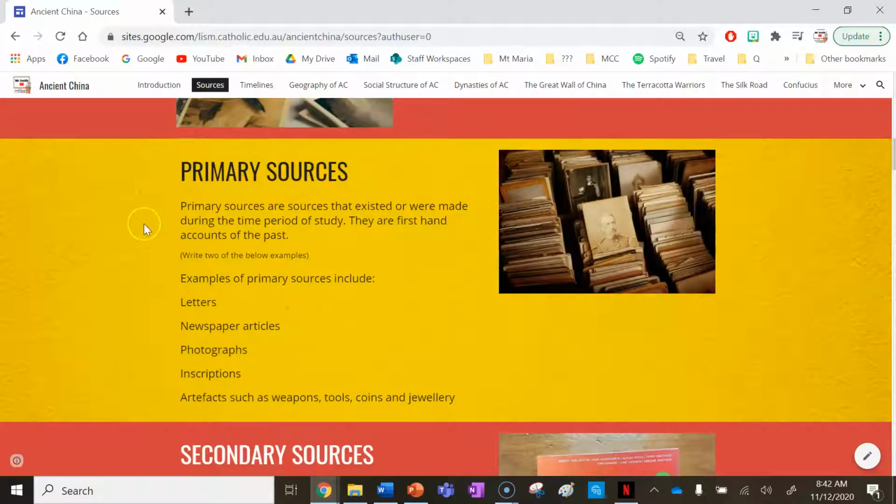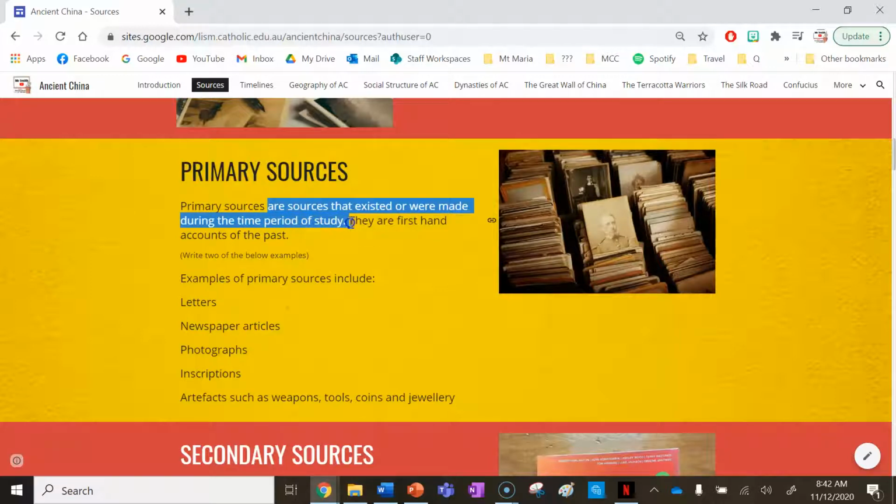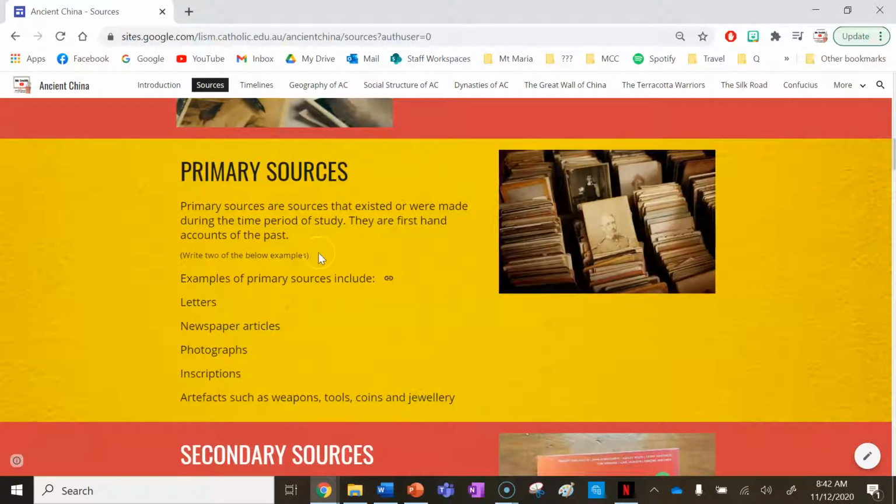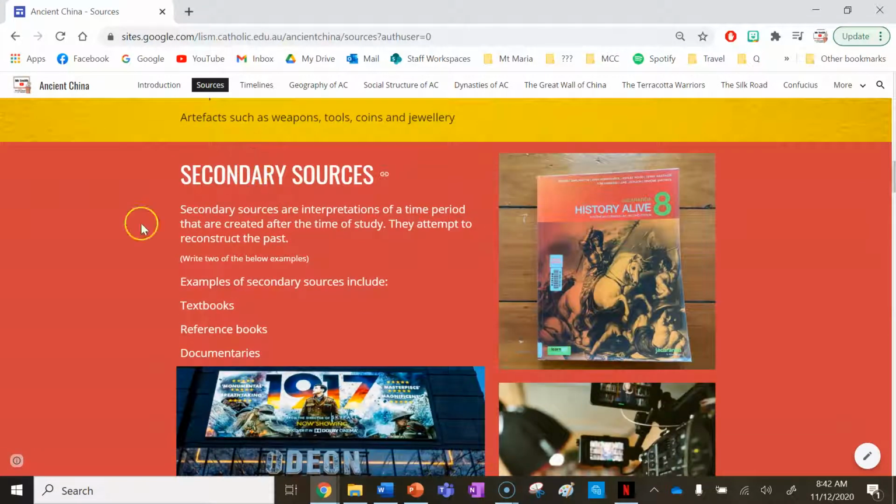Let's have a look at what a primary source is. Primary sources are sources that have existed or were made during the period of study. They are first-hand accounts of the past. I want you to write down 2 examples from the list below. Examples of primary sources include letters, newspaper articles, photographs, inscriptions, and artifacts such as weapons, tools, coins, and jewelry, because these things were made during the time of the study and they have a first-hand account or recollection of the past. They're quite different to secondary sources, so let's compare them.